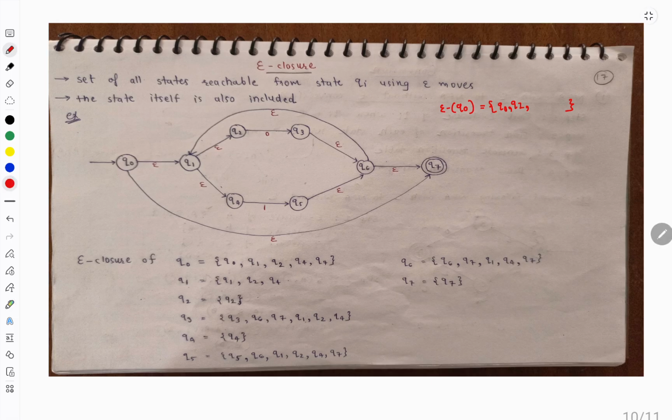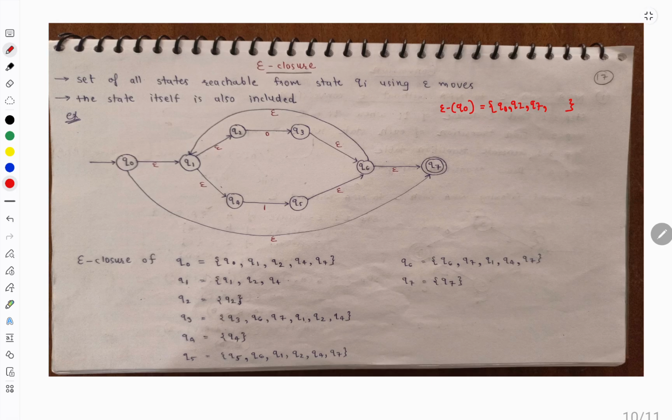Okay. Now see that for the Q0 state, is there any epsilon move? If we give, then we will reach at some state. Yes, apart from this epsilon move, there is also one epsilon move here. If we give Q0 state epsilon move, we will reach at Q7 state. So we need to write that state also.